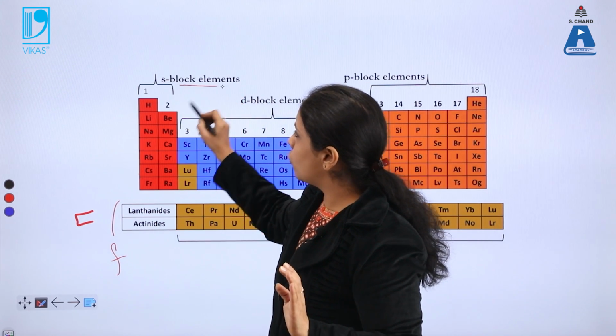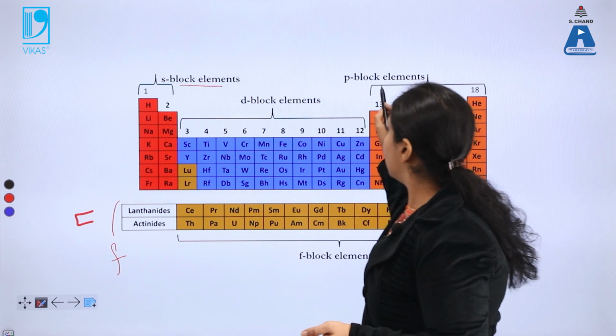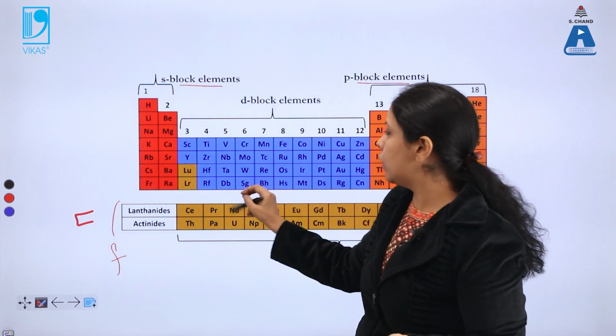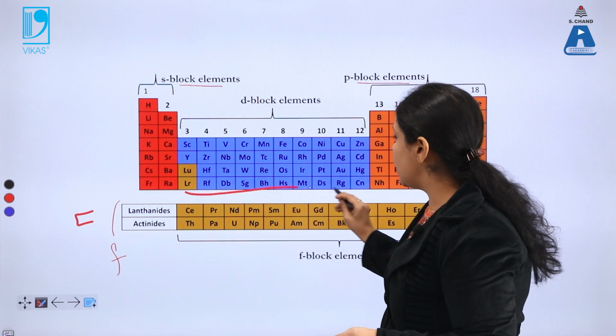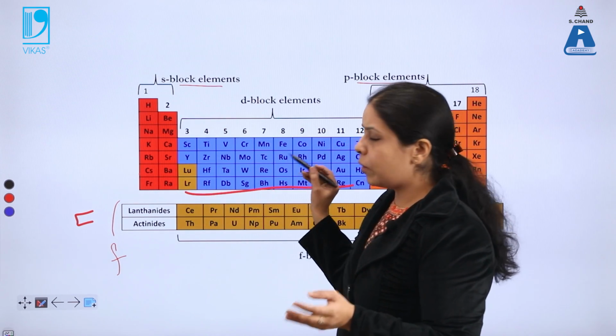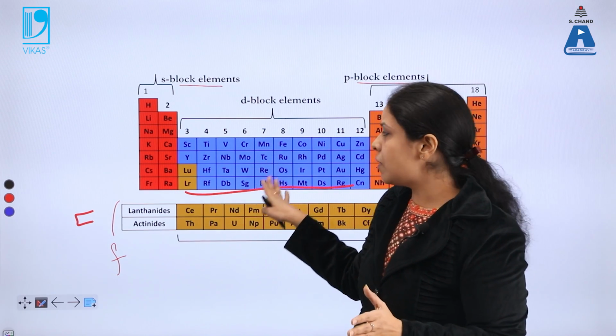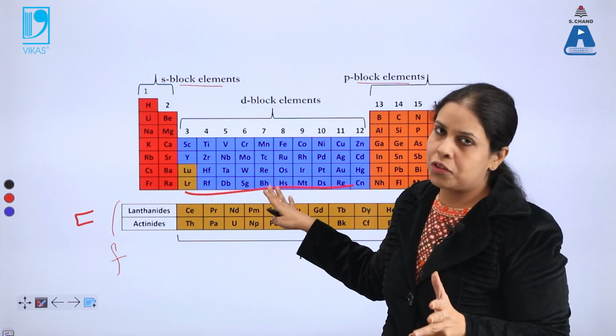These are s block elements, so electrons are coming into the s orbital. These are p block elements, so p orbitals are getting filled over here, and these are our d block elements. So electrons are coming into the d orbitals. These are d block elements. These are also known as transition elements.